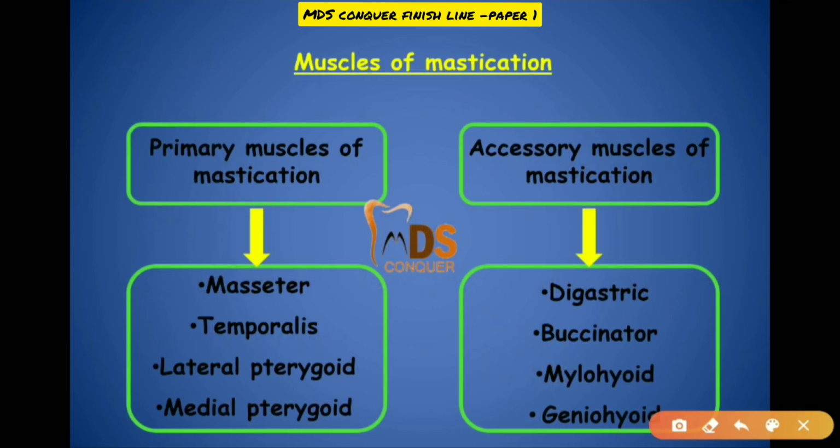Then muscles of mastication are of two types in classification, that is primary muscles of mastication and the accessory muscles of mastication. The primary muscles of mastication are masseter, temporalis, lateral pterygoid and medial pterygoid, whereas the accessory muscles of mastication include digastric, buccinator, mylohyoid and the geniohyoid muscles. So these are the primary and the accessory muscles which you have to include in the answer.